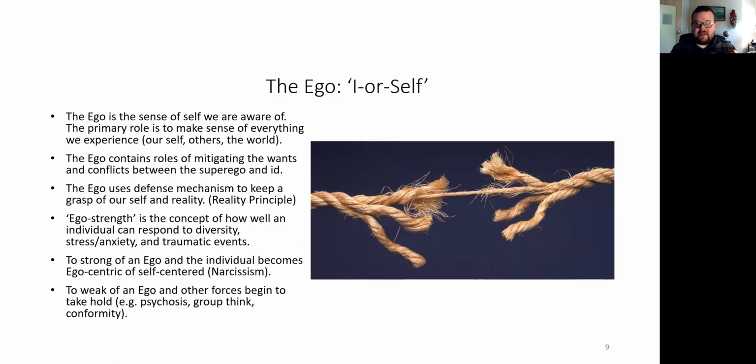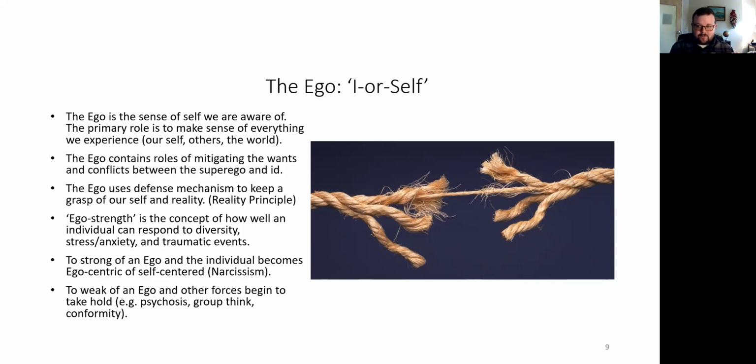So again, the ego has a lot of roles. It wants us to really understand what's going on in our world, self, and others, and to understand the reality of it, and also needs to mitigate these very, very powerful forces of instincts and societal expectations. So our ego needs to have some sort of strength, and we call this ego strength. That's the concept of how well an individual can respond to changes in situations, diversity, stress, anxiety, and traumatic events. And at times, the ego, even though it's based off reality, is going to have to distort reality in order to mitigate all these circumstances and to keep the id and superego from overwhelming us.